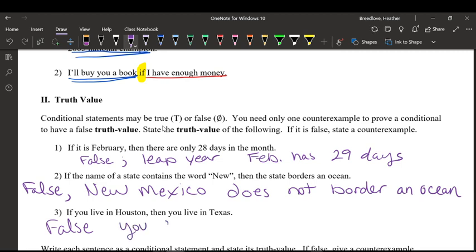Okay, so it's false, but it's talking about you. If you live in Houston, you could live in Houston, so it could be true. Well, it could be true in the fact you could live in Houston, Texas, but you don't necessarily live in Texas just because you live in Houston. You could live in Houston, New York, and then you would live in Houston but not in Texas.